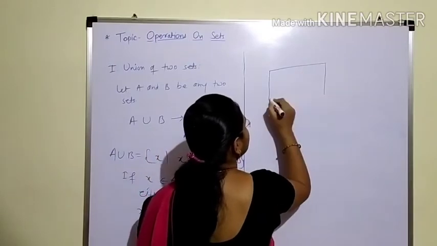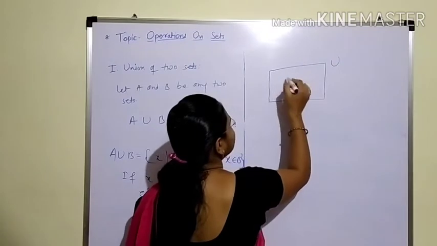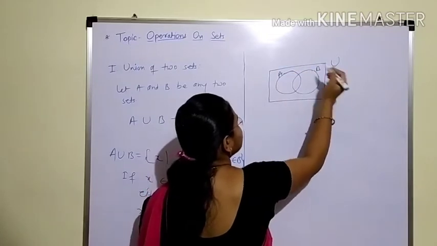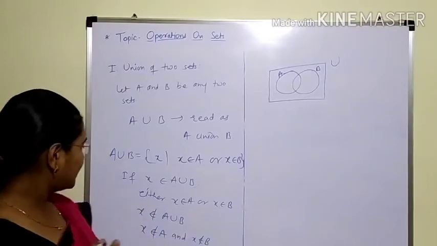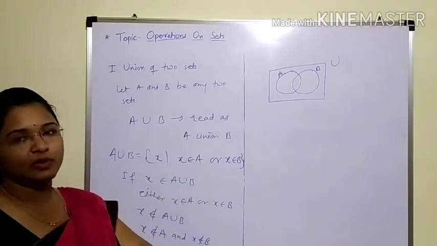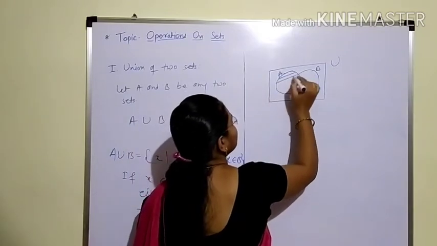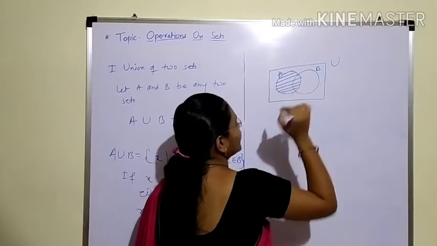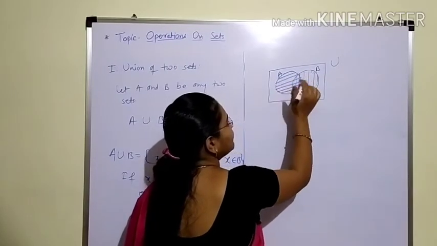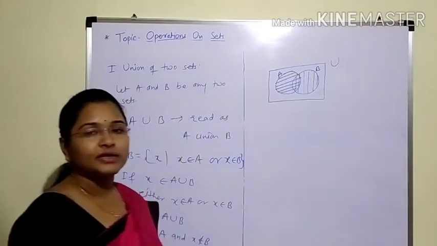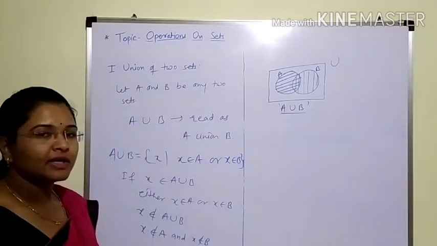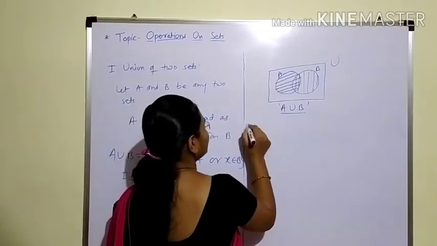If we have a rectangle as a universal set, and suppose we consider the second condition as we have discussed, set A and set B. Then when X belongs to the union of A and B, X belongs to A or X belongs to B. So we can shade set A, and also set B. This shaded part is nothing but the union of A and B. So this shaded part is A union B. Understood?